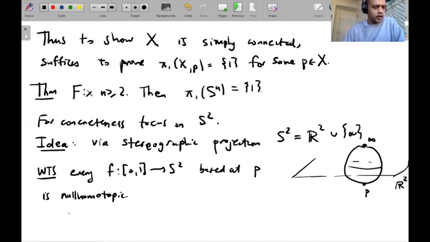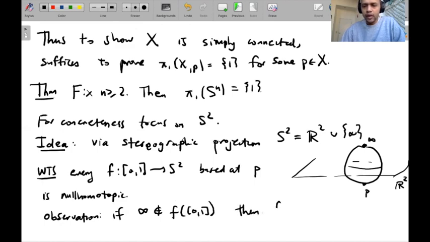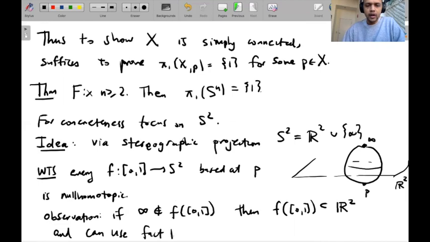There's an easy case. So, observation: if the point infinity is not in the image of the loop, then the image of the loop is contained in R2, and we can use the fact that loops in R2 are null homotopic. So basically reducing to the previous argument.